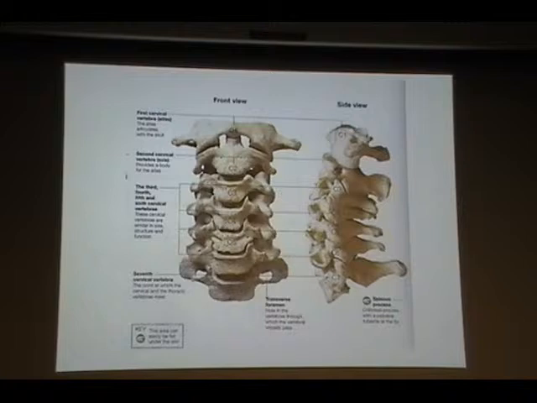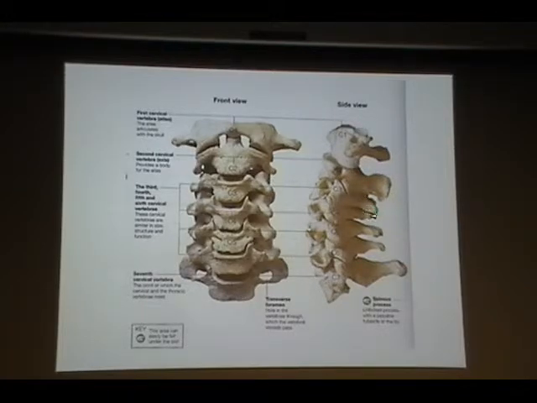If we look at them from the side, we see here's C1. It does not have a bifid spine. You really can't see that very well here. Okay, just has a little bump on the back. C2, we'll look at C2 more closely. It does have a split spine or a bifid spine.